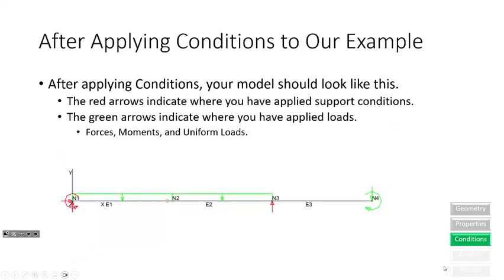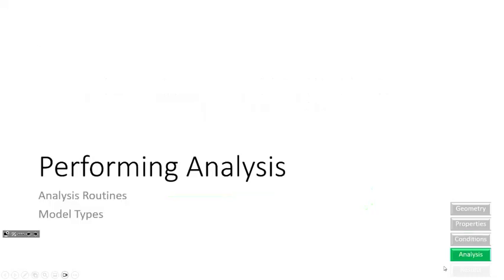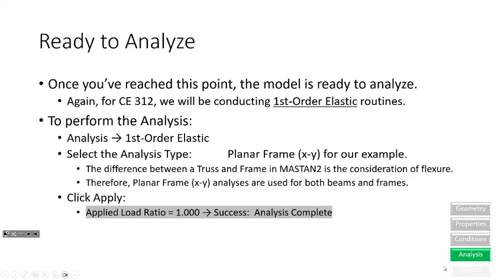Okay, when it's all said and done, your model should look like this. You should have green arrows indicating where you've applied loads and red arrows indicating where there are reactions. I got tongue twisted there. At that point, you're ready to run the analysis. You literally just hit the button and hit go.